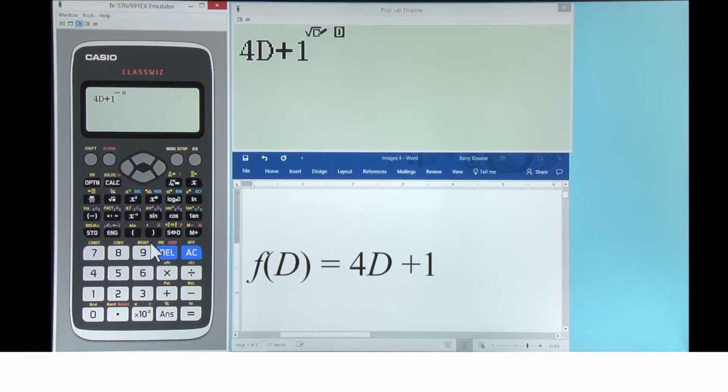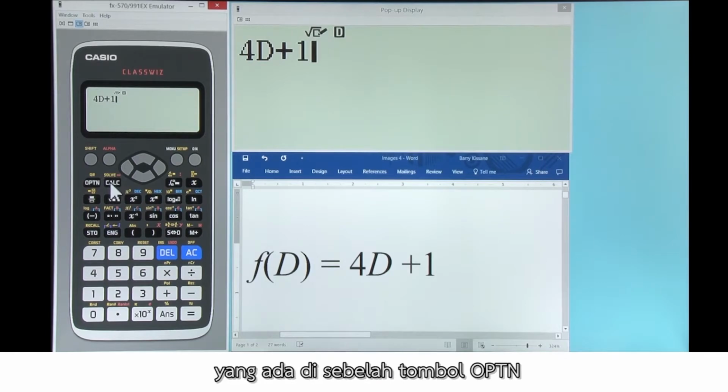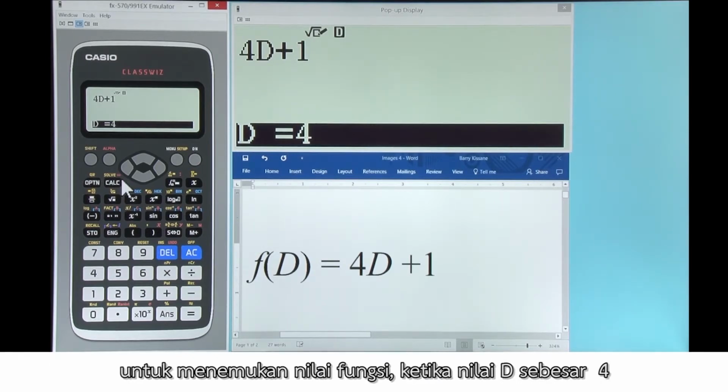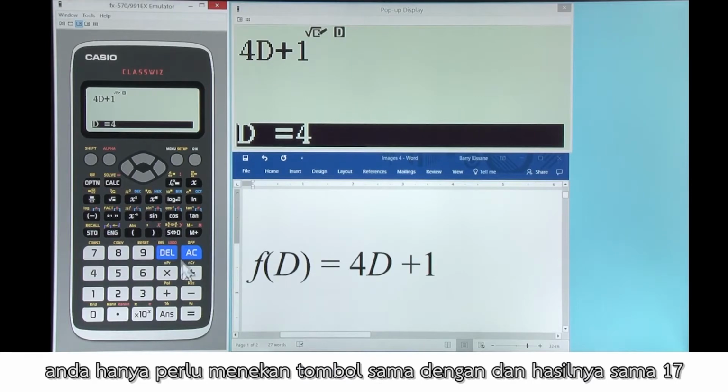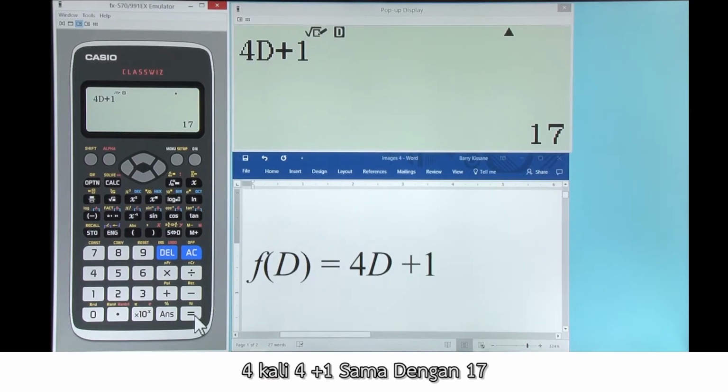Instead of tapping the equals key, what we'll do is tap the calc key, which is up here next to the option key. And when you tap the calc key, as I've just done, you can see the present value of d is shown. So to find the value of the function when d has that value, the moment that you can see the value is shown as 4, you simply need to press the equals key. And the value is 17. 4 times 4 add 1 is equal to 17.